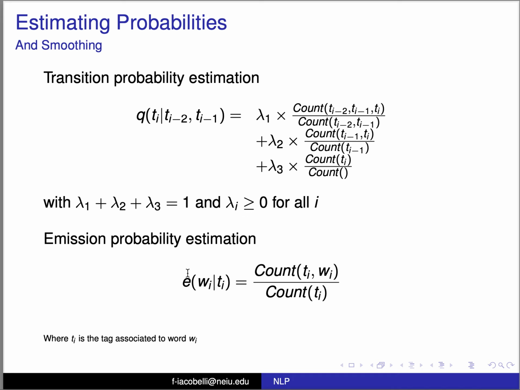Anyways, the emission probability: you count how many times you see the word tagged as whatever tag, divided by how many times you see the tag, okay? You can also smooth that one.